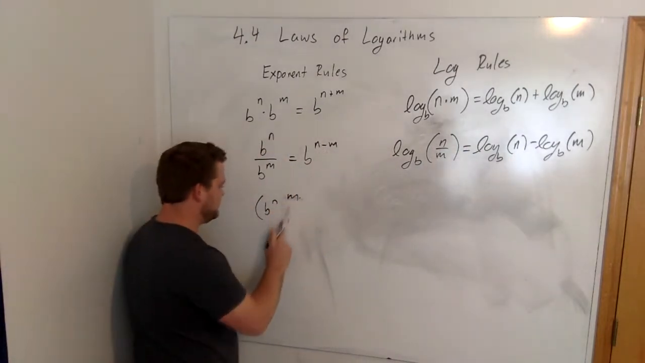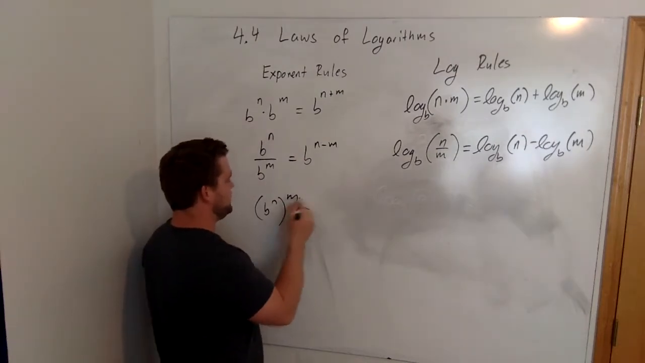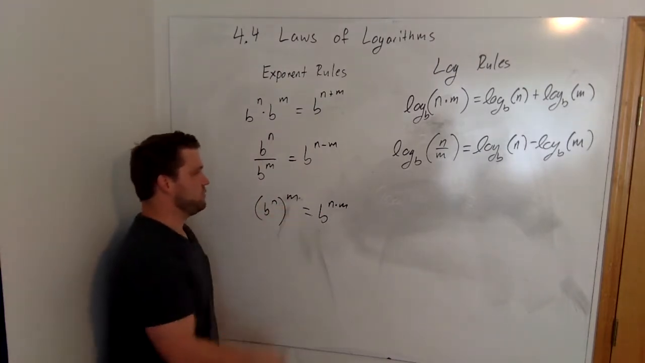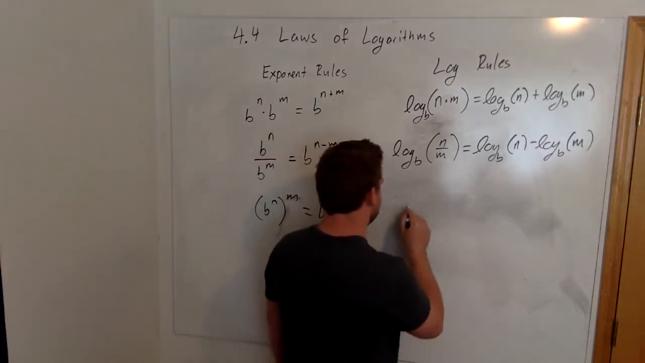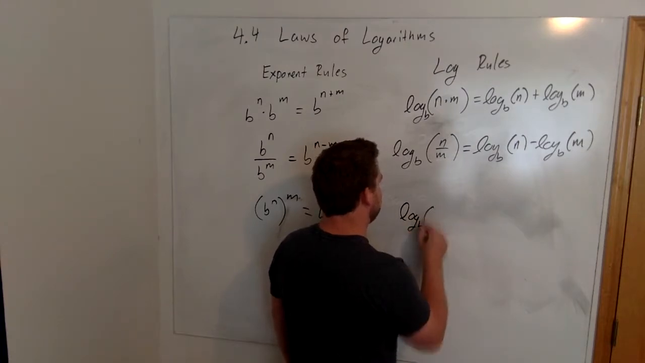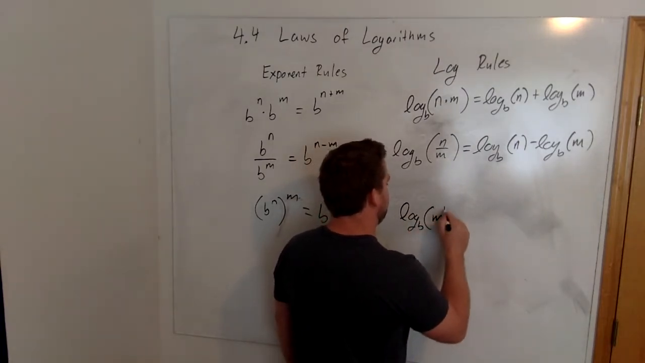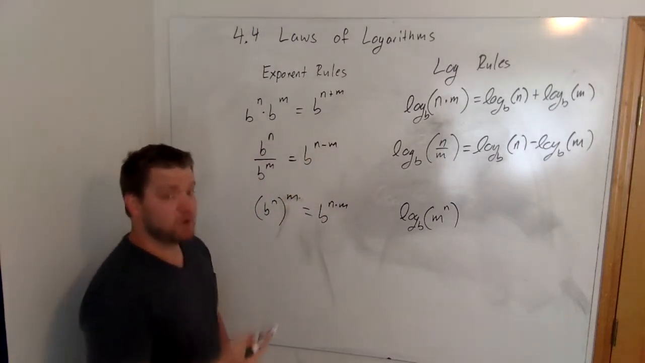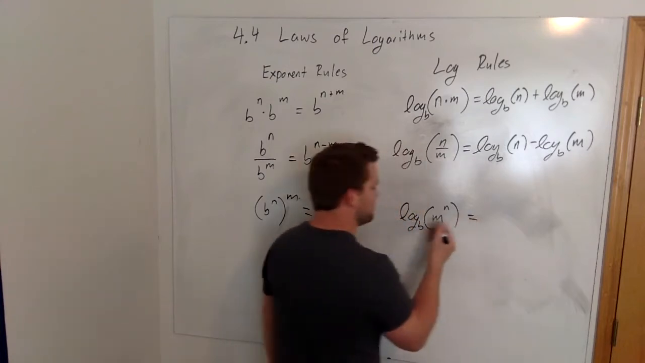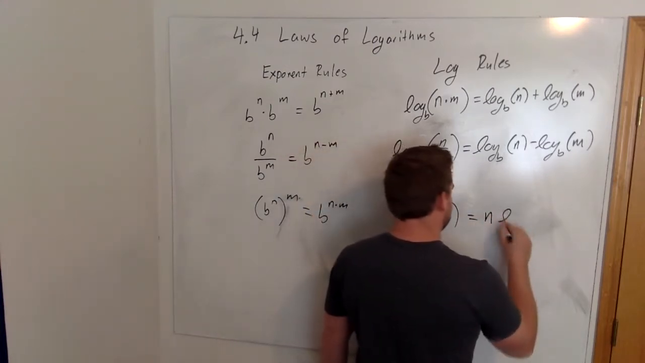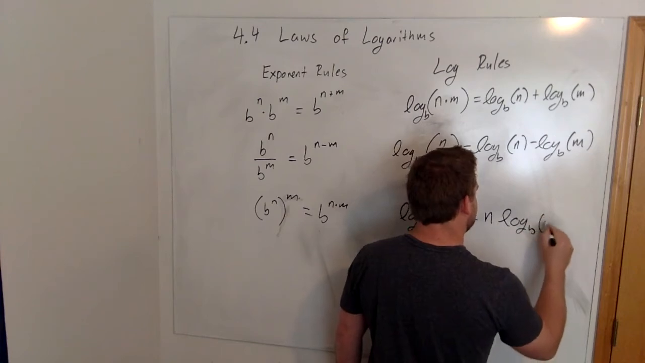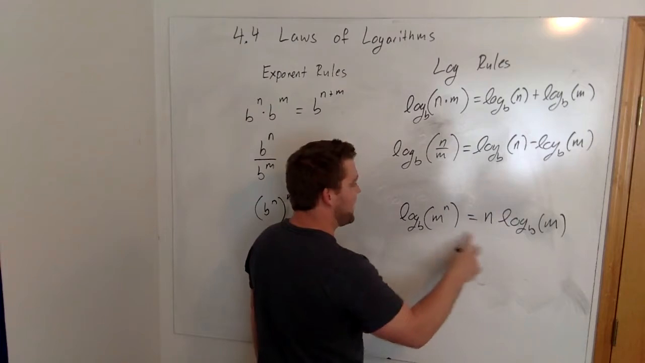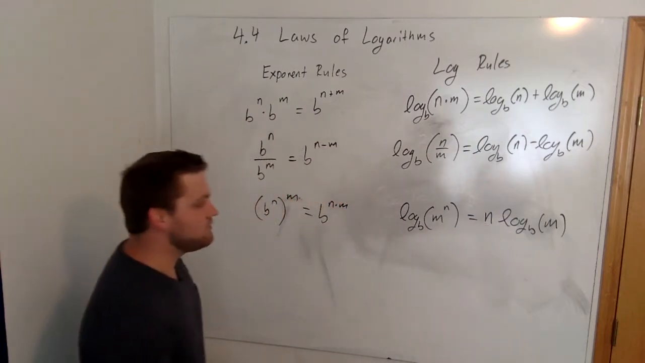Okay, how about over here? Oh, I forgot to write it. b to the n to the m. This is b to the n times m. So we multiply exponents. Similar idea over here. If we have log base b, let's say, and we do m to the nth power, powers are going to correspond to multiplication. So here, this is going to be the same thing as n times log base b of m. Powers correspond to multiplication. That's a way to think about these.